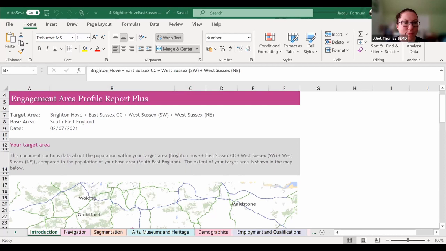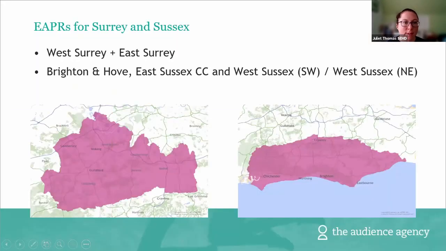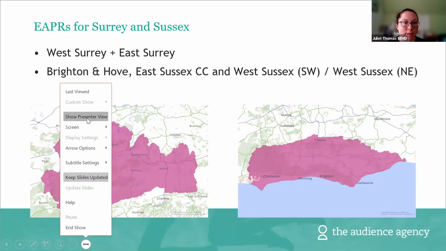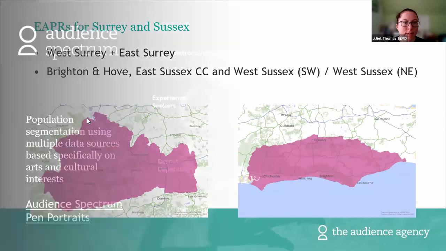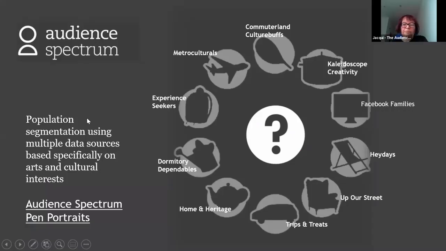Okay. So I think it's important to explore the audience spectrum segmentation because it is one of the key data sets that you can find in the profile report, and it can be really powerful in terms of understanding what might motivate different audiences to engage with you, what their needs are, what they're looking for, the routes to engagement with them, and so on.